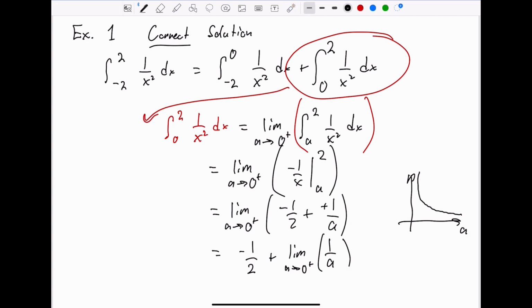So I have 1/2 plus infinity. That's infinity. So this would tell me that this integral does not converge to a value. It is an infinite integral, if you will. So I say the integral does not converge.